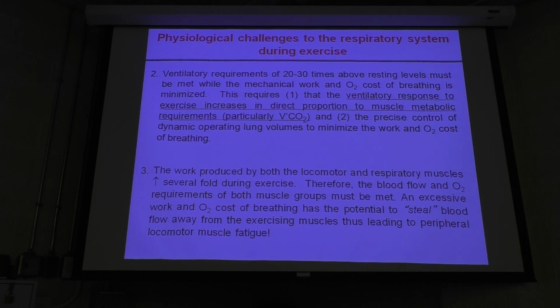And any circumstance where there's an excessive increase in the work and oxygen cost of breathing has the potential to, for lack of a better explanation, steal blood away through sympathetic mediated vasoconstriction from the exercising muscles, like the quadriceps, the glutes, the biceps, whatever it is, leading to peripheral muscle fatigue. And so we'll discuss this later, but it's interesting.